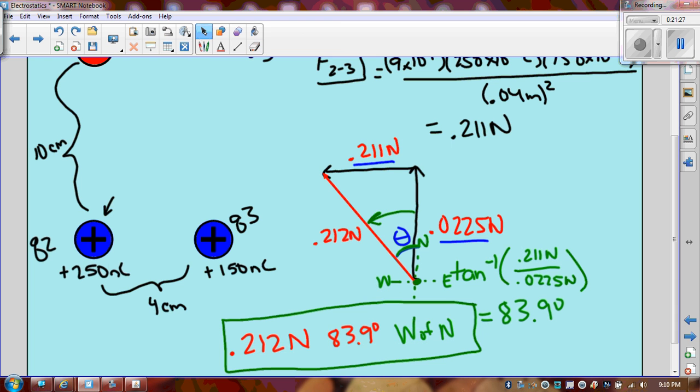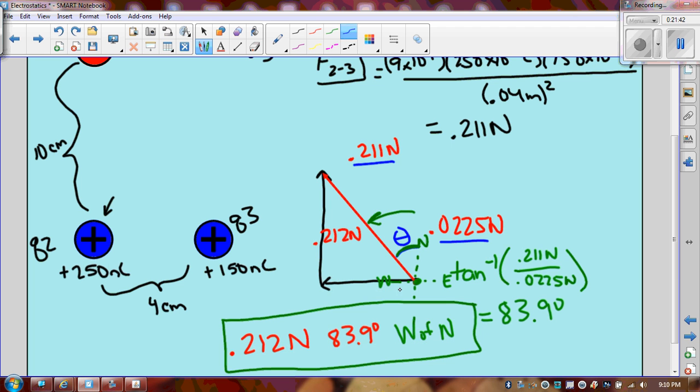Now you might be thinking in your head right now, what if I didn't draw the vectors like that? Remember how we moved the vectors? You might be saying, well, what if I did that? Well, notice your resultant would still be the same, so the 0.212 newtons would not change, but you would have ended up finding the angle right here. So you would have found this theta. And so these two angles together have to end up being 90 degrees. And so you would have ended up getting 90 minus 83.9, or in other words, you'd have gotten your angle as 6.1 newtons, or sorry, not newtons, 6.1 degrees.